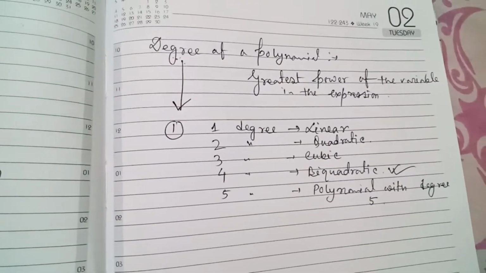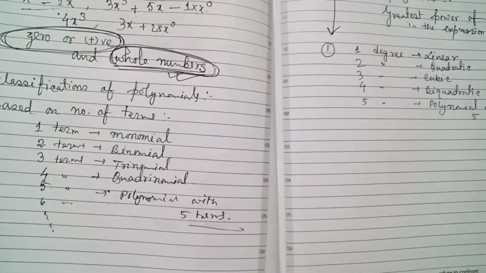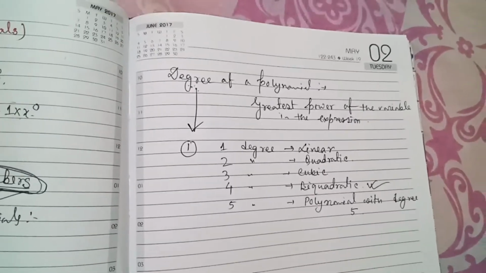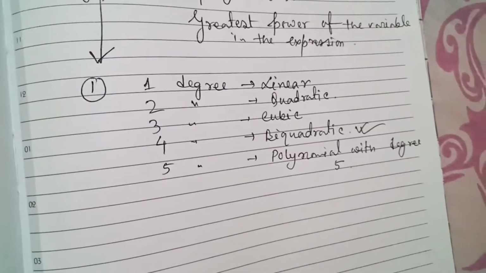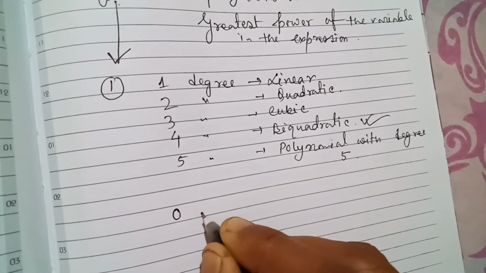Okay, so these are two types of classifications of polynomials. One is based on terms, another is based on degree. Now you might be thinking about anything having 0 degree.